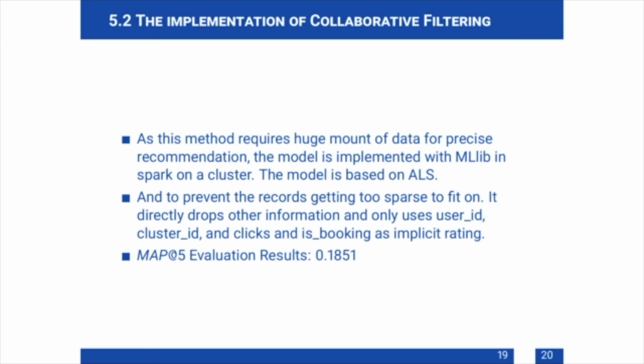So instead of using this combination information, we directly use the user's ID and cluster's ID as the objects we're trying to recommend. And here we didn't use any explicit feedback since there is no explicit feedback in our dataset. So we used the booking result and the clicking behaviors of the user for every hotel.